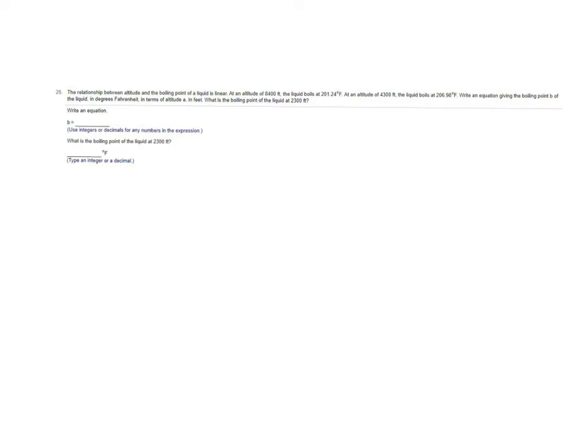Okay, so when we're looking at this, the altitude would be my independent variable, so that's going to come first, 8,400, and the other variable would be the boiling point, which is B.